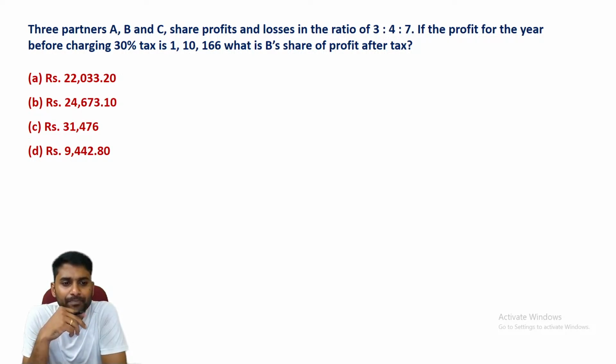Partners A, B, C share profit or losses in the ratio of 3 is to 4 is to 7. The profit for the year before charging 30% of tax is 1,10,160. What is the B share of profit after tax?